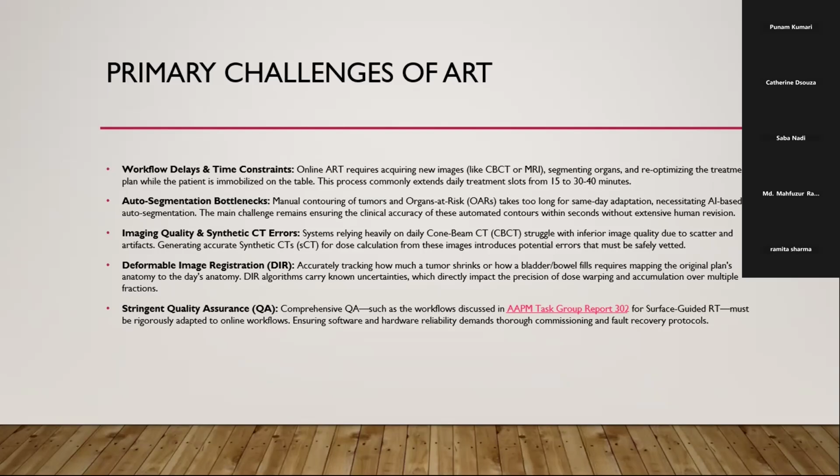Fourth one is the deformable image registration. When you are performing deformable image registration, error is introduced during registration. Accurately tracking how much a tumor shrinks or how a bladder or bowel fills requires mapping the original plan's anatomy to the day's anatomy. So DIR algorithms carry known uncertainties which directly impact the precision of dose warping and accumulation over multiple fractions. Finally, all these errors contribute towards the change in the final dose calculation.